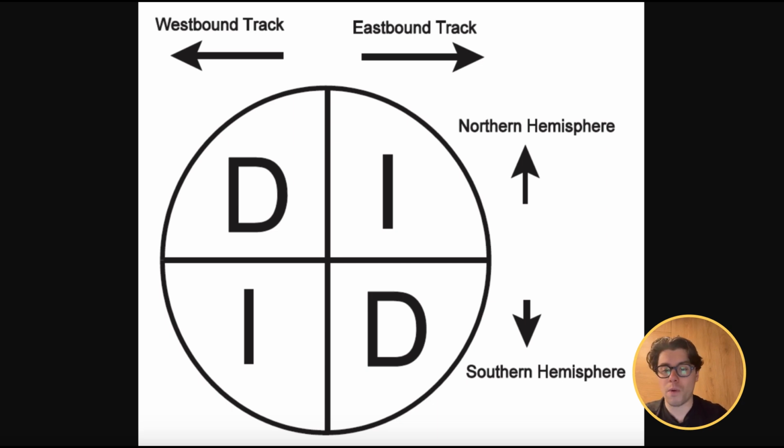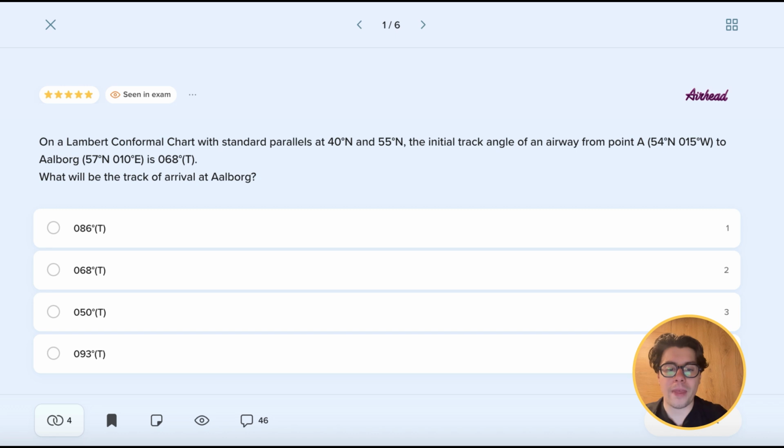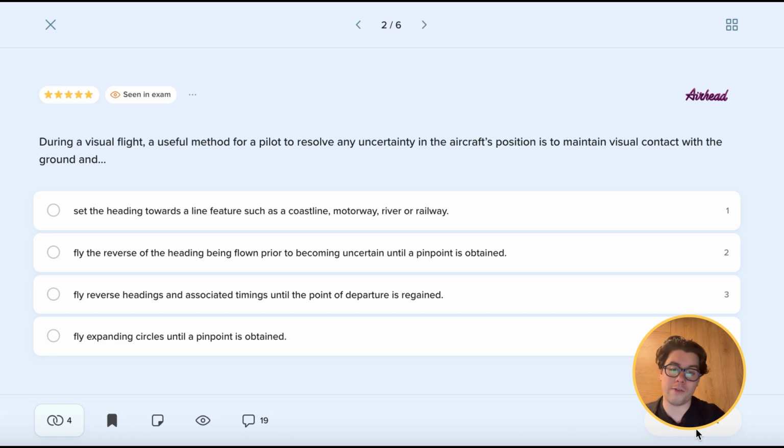So simply, if you're going eastbound in the northern hemisphere, you increase. And if you go westbound, you decrease your track of arrival. So in this case, we will have 68 plus 18. This gives us roughly 86 degrees true, and this will be the correct answer for this question.